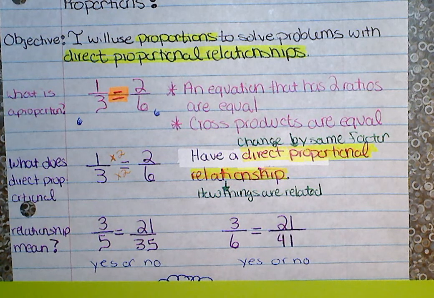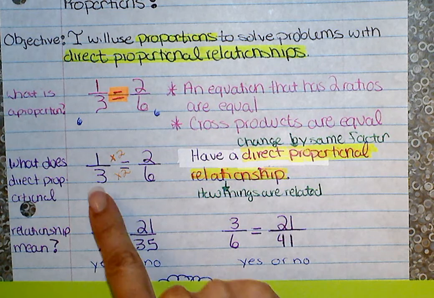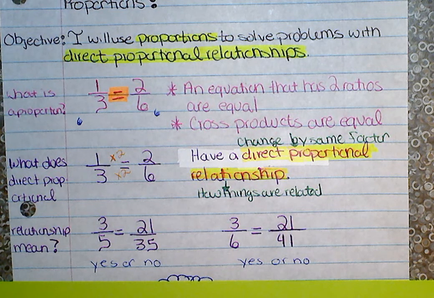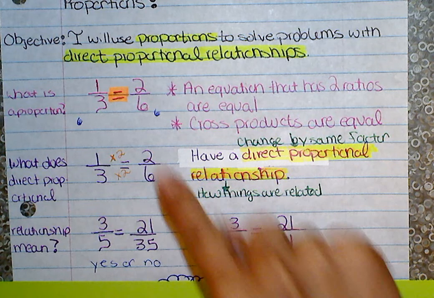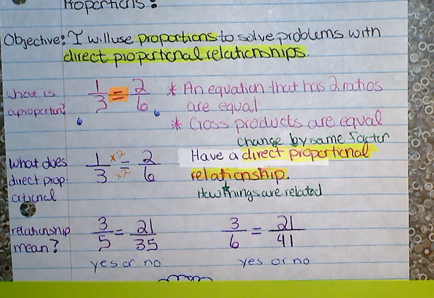So you still might be saying, what? To get 1 to 2, I multiply by 2, and to get 3 to 6, I multiply by 2. So they change by the same factor. 1 and 2 are factors of 2, and 3 and 6 are factors of 6. So they are directly proportional. They are equal to each other. That's all that means.